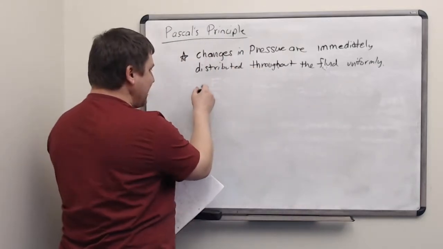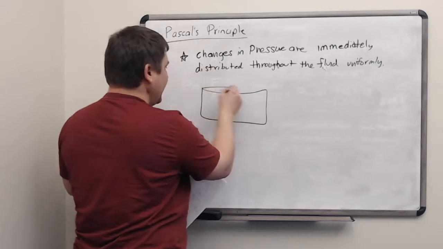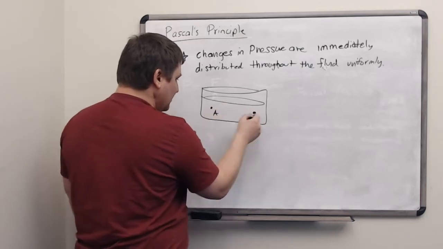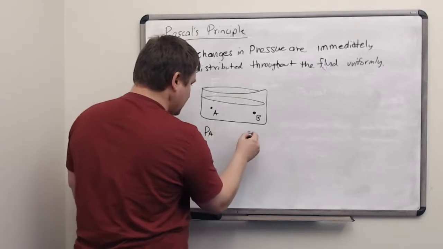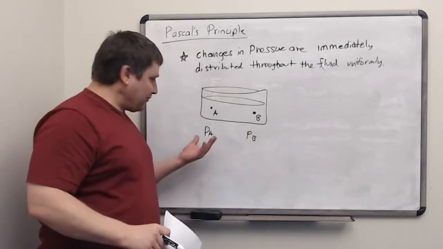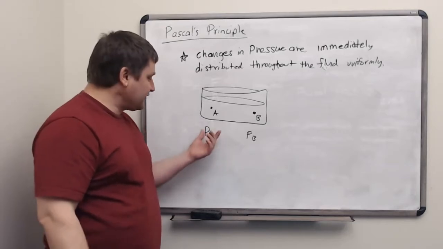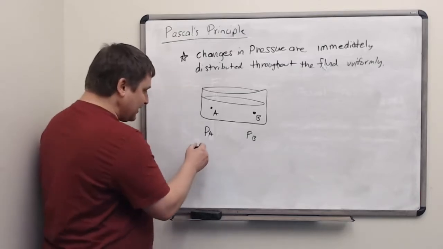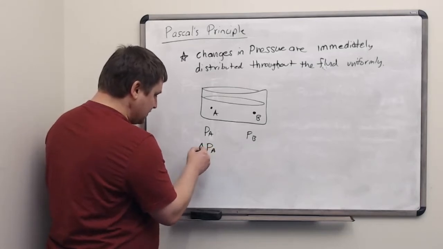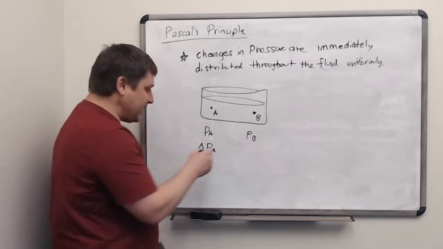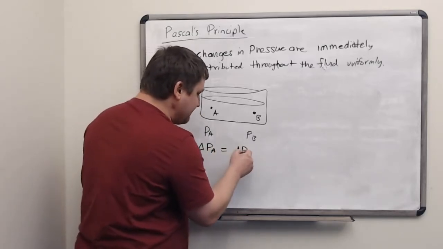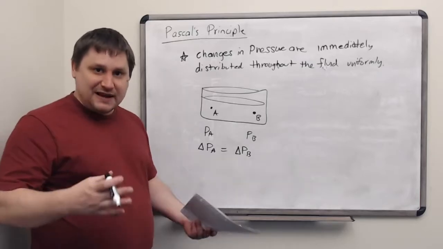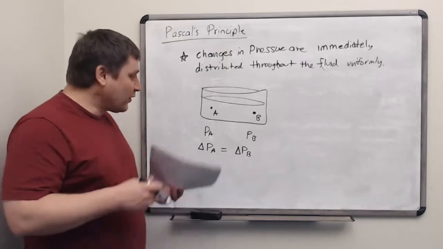Okay, so what that means is if you have some tank of fluid, imagine a swimming pool, and you have two different locations in that swimming pool called A and B. At point A, the fluid has some pressure. We don't know what it is, we just call it PA. And at point B, the fluid has some pressure. What Pascal's principle means is that if you did some process that increased the pressure at location A, then the pressure at location B would immediately increase by the same amount. So we don't know what the actual pressures might be, but we know that they'll increase by the same amount or decrease by the same amount.